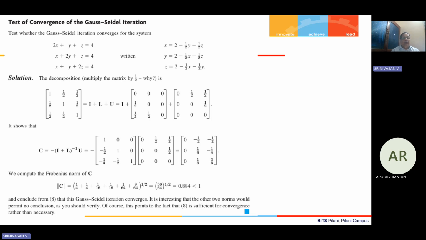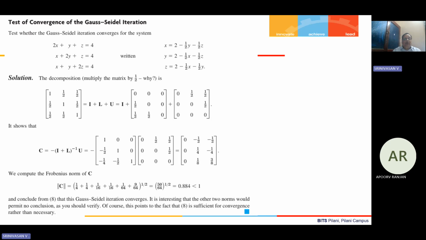1, 1 by 2, 1 by 2, 1 by 2. Here it is 1, 1 by 2, 1, 1, 1. Sorry, half, half, 1. So this you are writing as I plus L plus U. You better write I as 1, 0, 0, 0, 1, 0, 0, 0, 1. Then it will be easy for you to understand.